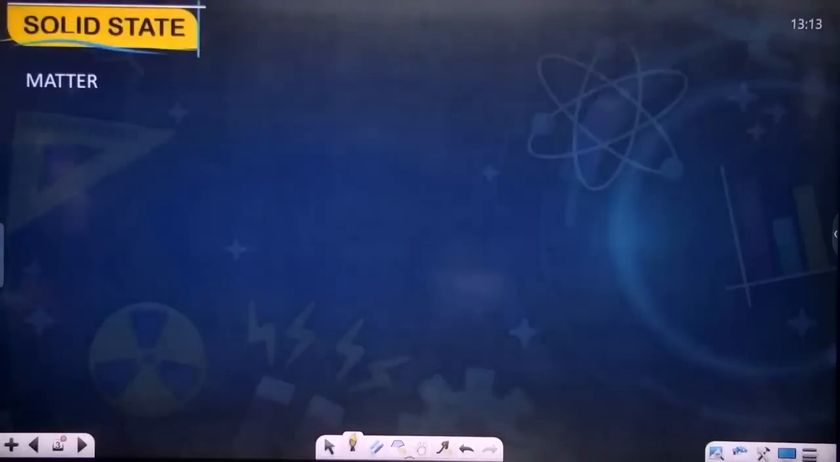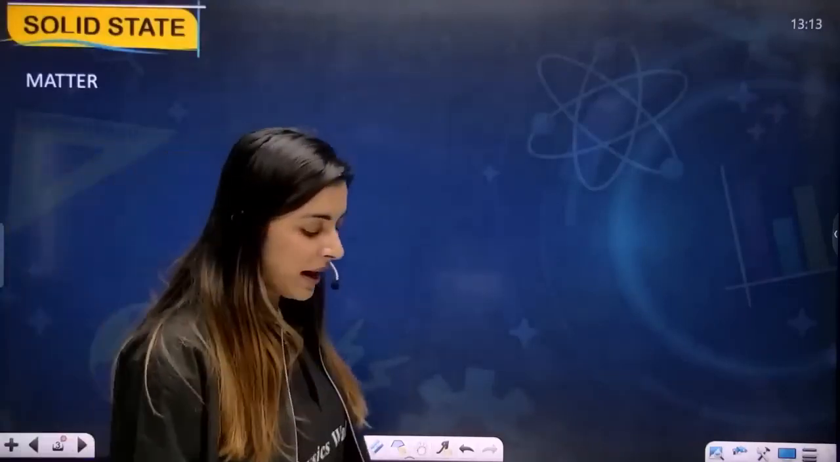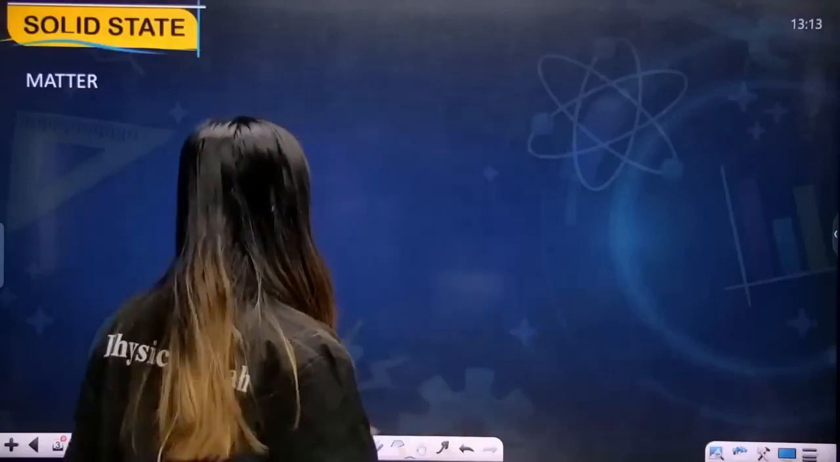So let's discuss solid state. My dear students, the first question that should come into your mind is, what is matter? Matter is anything that occupies space and has mass. This is the basic definition you have studied, right? So let's write this definition first.